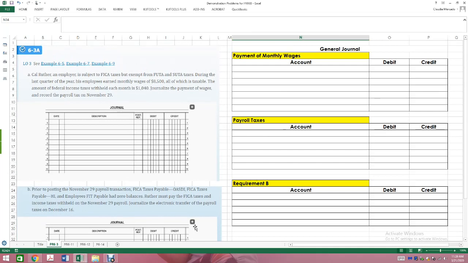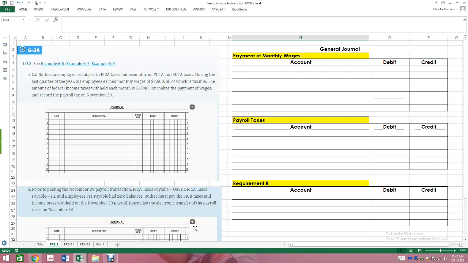Okay, so problem 6.3 has two requirements. I'm going to complete the first requirement first, and then I'm going to move on to the second requirement. It says Cal Ruther, an employer, is subject to FICA taxes, but is exempt from FUTA and SUTA taxes. So for some reason, this employer does not have to pay federal or state unemployment taxes, and that's very important for when we do our payroll tax section. So this employer does not have to pay FUTA or SUTA.